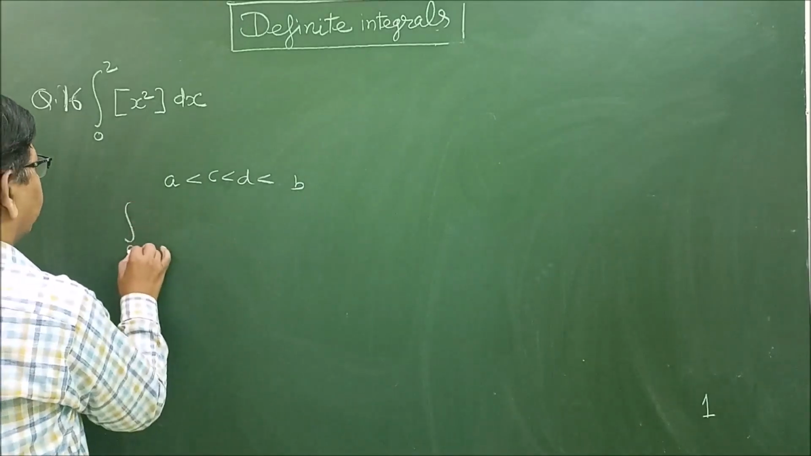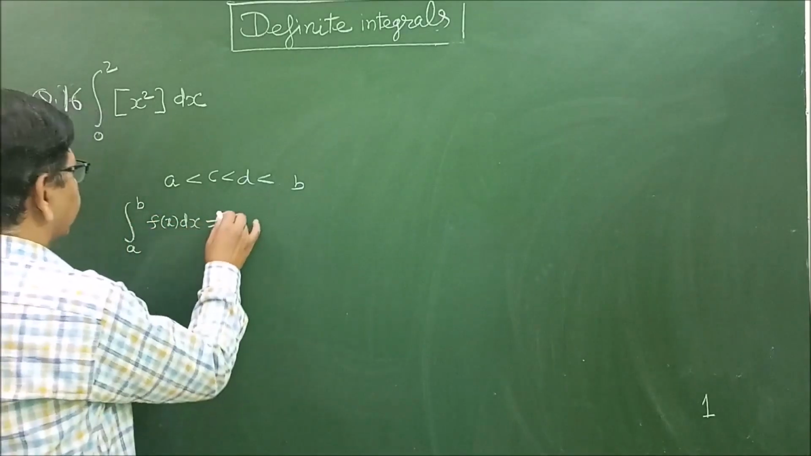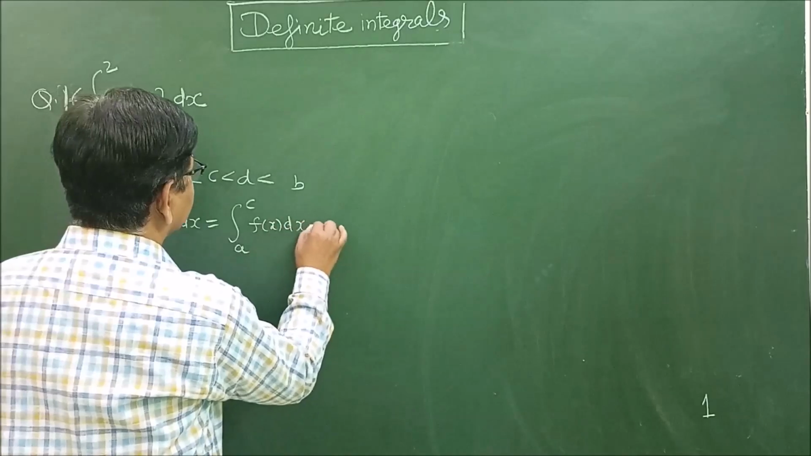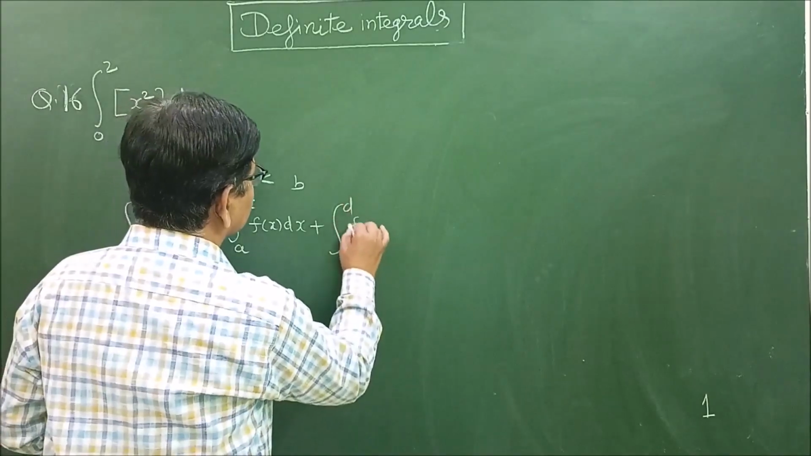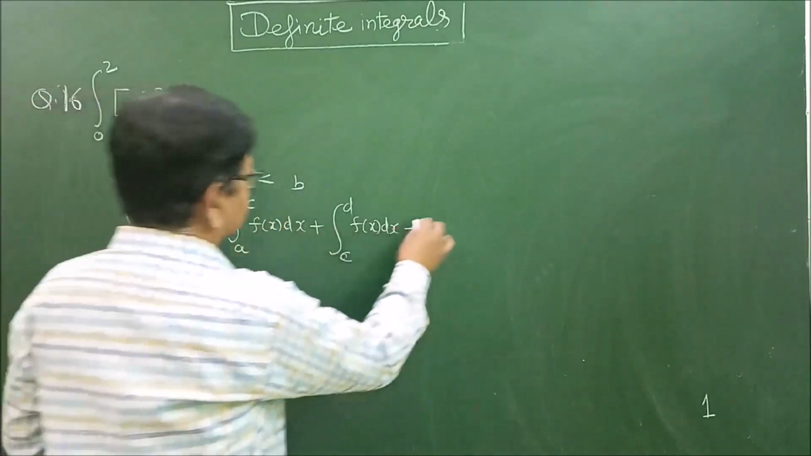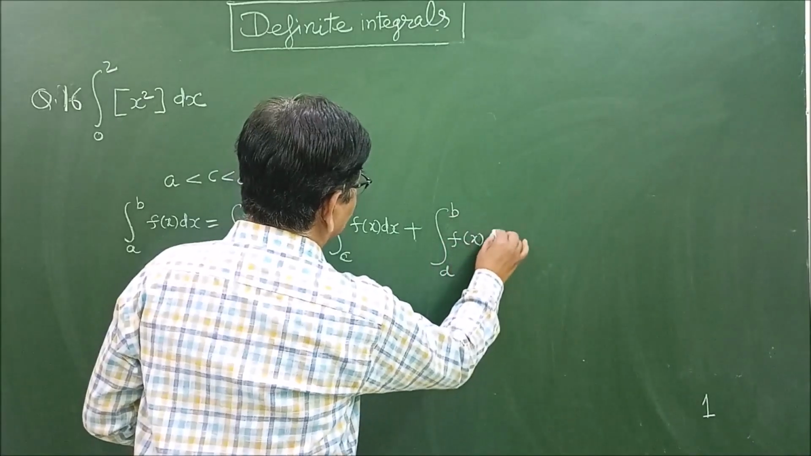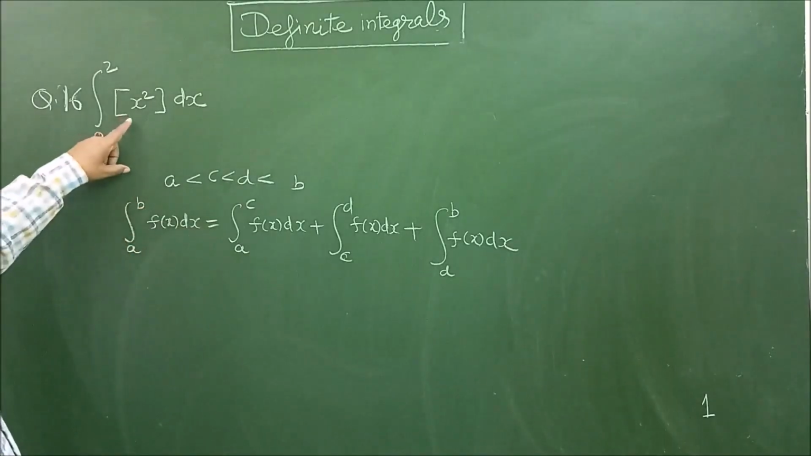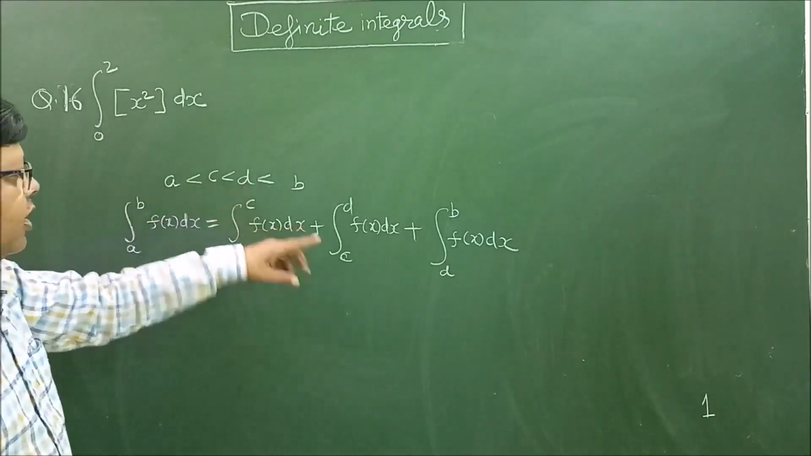integral a to b f(x) dx is equal to a to c f(x) dx plus c to d f(x) dx plus d to b f(x) dx. So if there are intermediate points between a and b, then we can split the definite integral like this: a to c, then c to d, and then d to b.